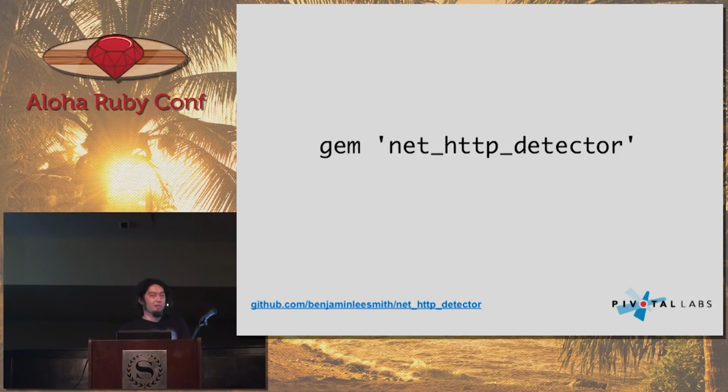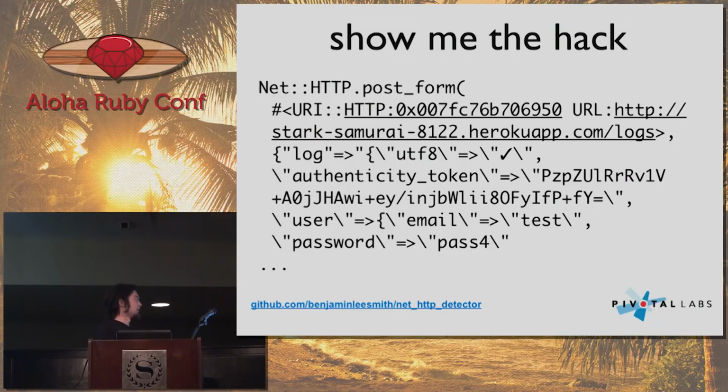So I wrote another gem. This one I called net HTTP detector. And I wrote it to detect the hack that I had done previously. So from the awesome Rails flash messages, I decided, how could I write a gem to kind of detect and see what's going on in my app? So this little gem logs calls to net HTTP and would basically show you what's going on when you started using that awesome Rails flash message gem.